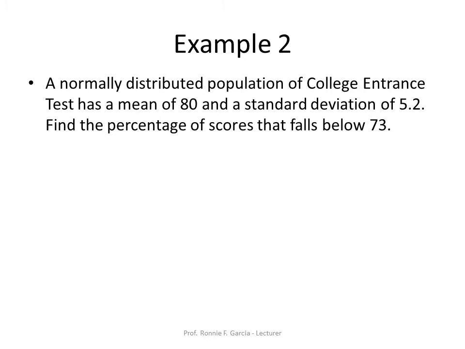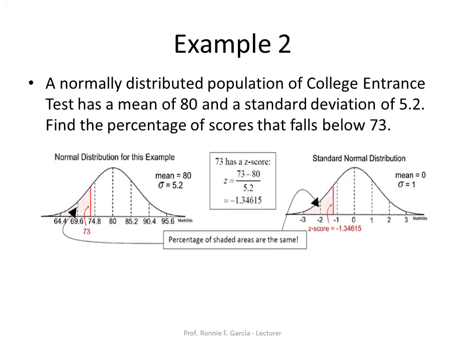So we need to compute for the z-score of 73. So here is the computation. 73 will be deducted by the mean, 80, and the result will be divided by the standard deviation, 5.2. As the formula suggests, z-score is equal to the raw score minus the mean divided by the standard deviation.